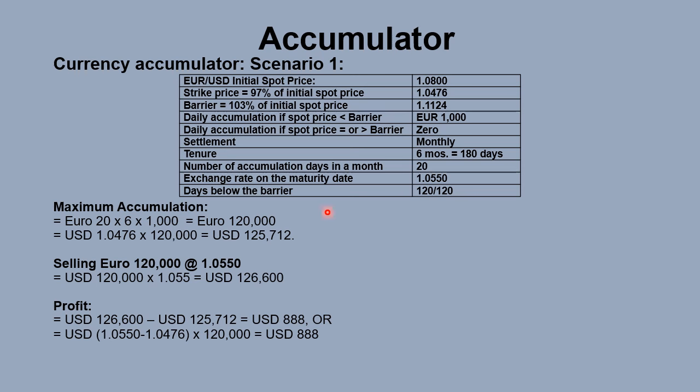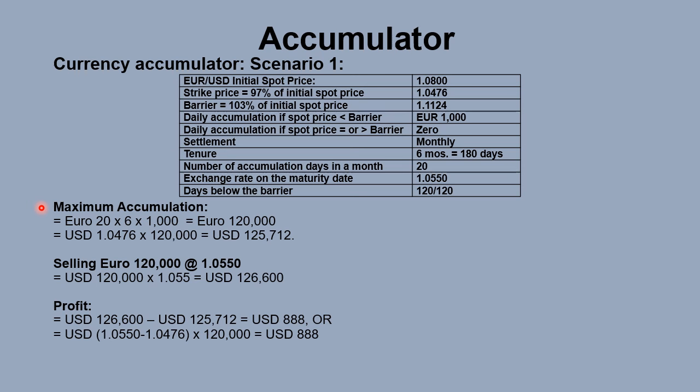If the Euro-USD trades below 1.1124 on all the days during the 180 days, the investor will accumulate euro 20 into 6, which is 120 days basically, into 1000 euros per day, a total of euro 120,000 by paying USD 1.0476, which is the strike price, into 120,000. That is, he'll pay a total of USD 125,712. Note that the euro 120,000 is the maximum possible that the investor can accumulate because there is no gearing in this accumulator.